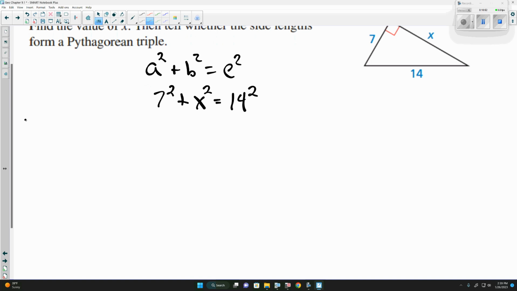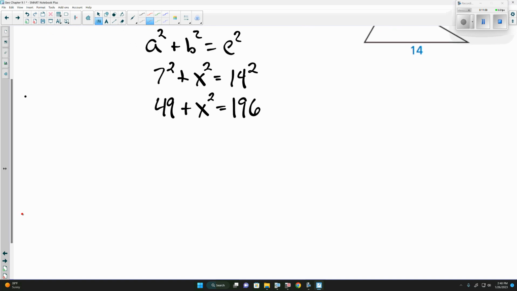Now this time we can't plug all of it into the calculator because 7 and 14 are not on the same side. Well, 7 squared is 49. And 14 squared is 196. Now what do we need to do next? Yes, we need to get x squared by itself, so we're going to subtract 49 from both sides, which will tell us that x squared is equal to 147.